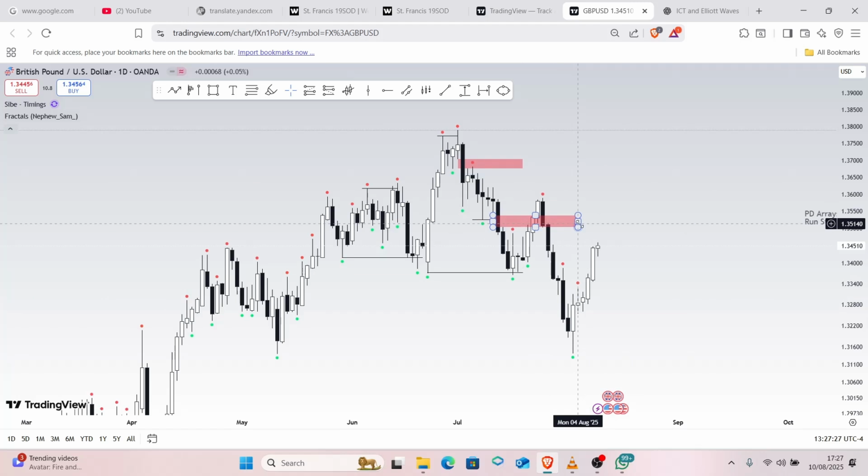But this is basically what I wanted to show you guys: using swing highs and swing lows to frame the fourth day and then the fifth day inside of your trading, and you're good to go when it comes to daily bias. This is hands down one of the easiest models you'll ever get.